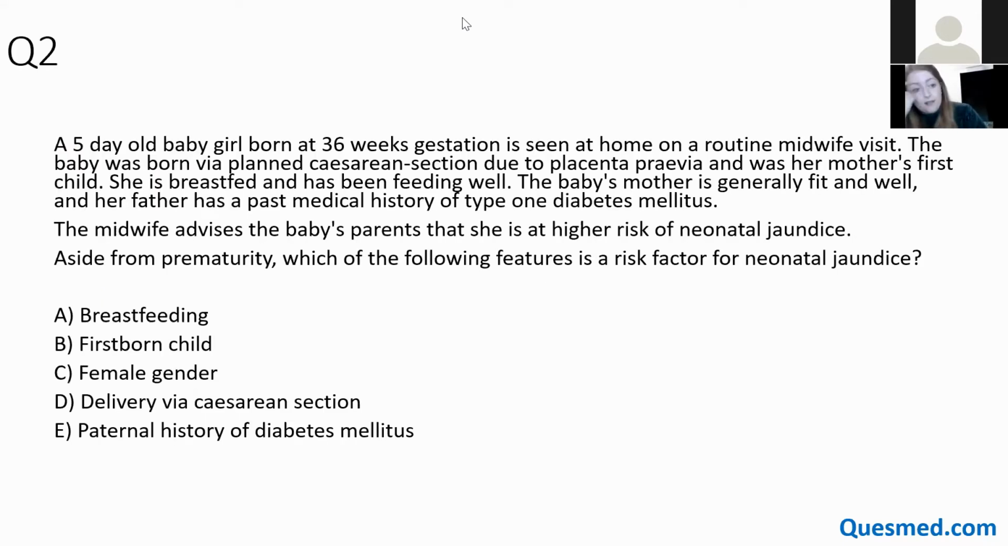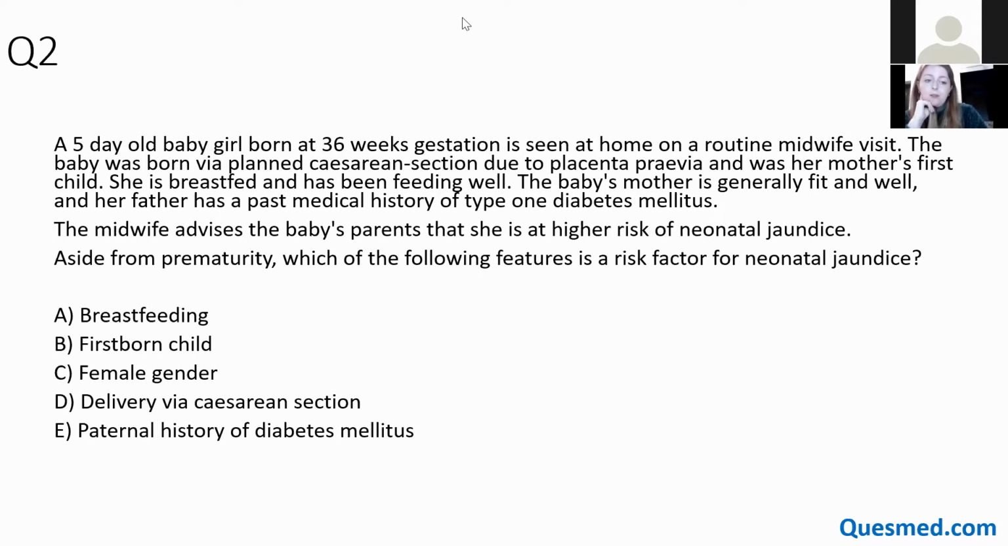So a 5-day-old baby girl born at 36 weeks gestation is seen at home on a routine midwife visit. The baby was born via planned C-section due to placenta previa and was her mother's first child. She's breastfed and has been feeding well. The baby's mother is generally fit and well, and her father has a past medical history of type 1 diabetes. The midwife advises the baby's parents that she is at higher risk of neonatal jaundice.